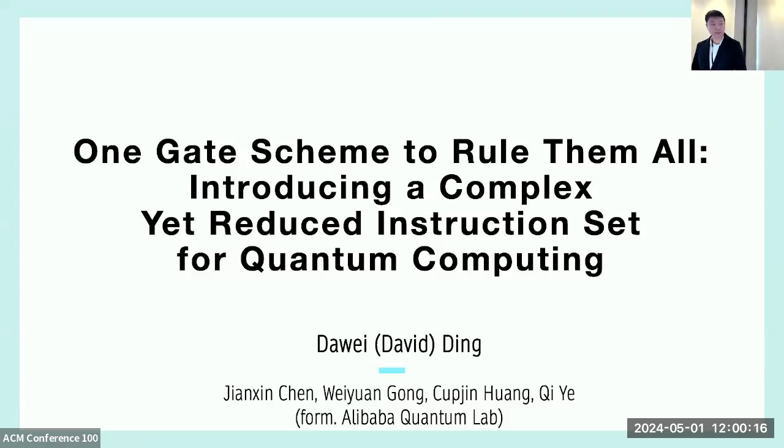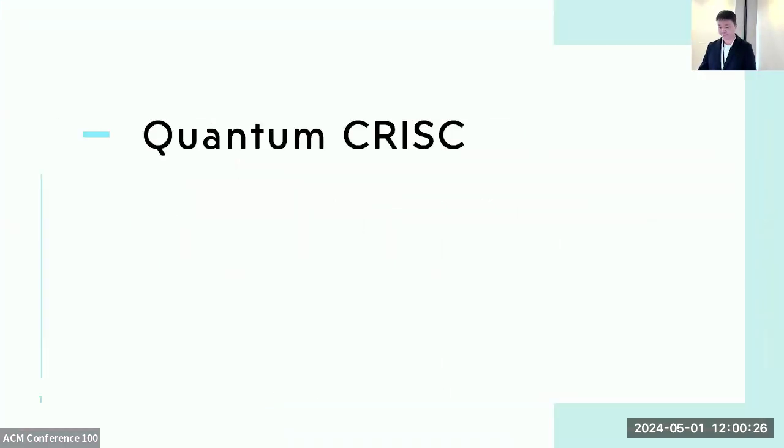Hi, everyone. I'm David, and this is joint work with my co-authors Jianxin, Weiyuan, Cupjin, and Qi. We were formerly from Alibaba Quantum Lab. The crux of our paper is something we call quantum CRISC. CRISC is short for complex yet reduced instruction set computer.